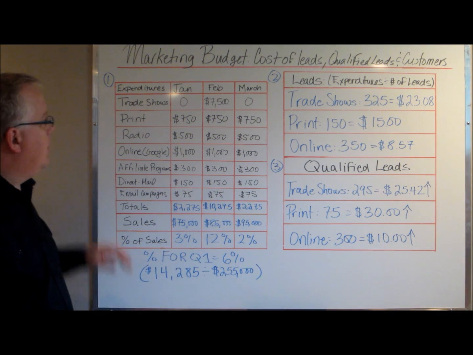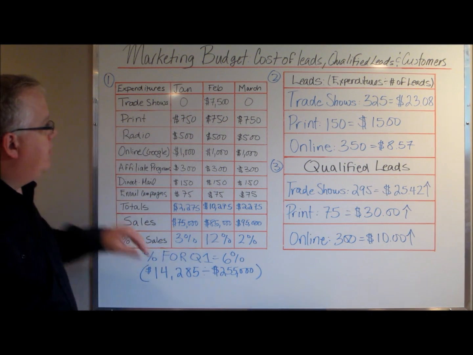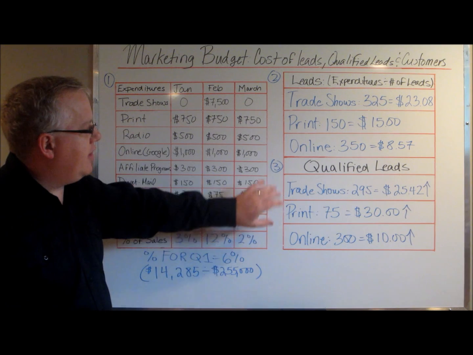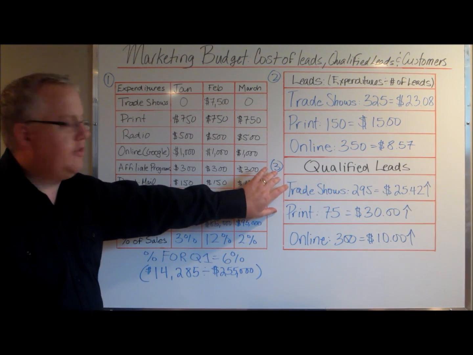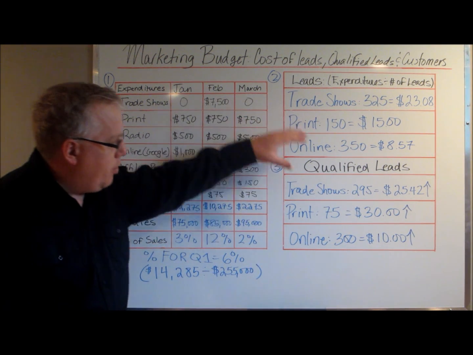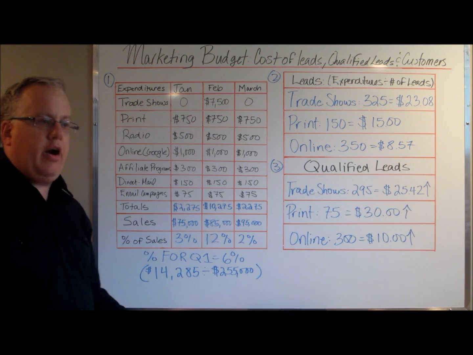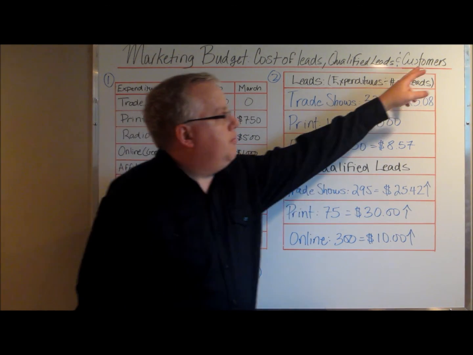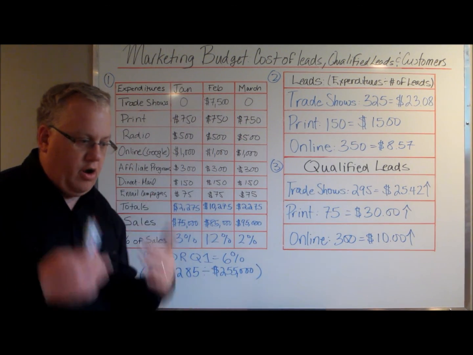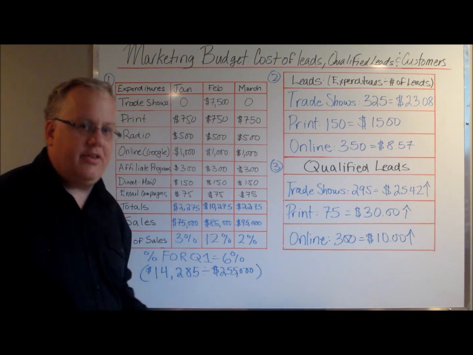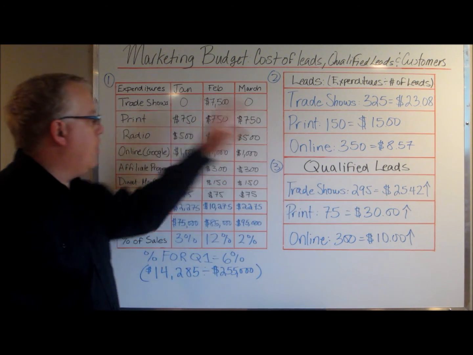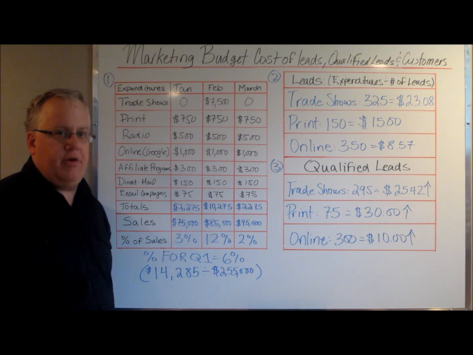But define your marketing expenditures, determine your cost of leads, then determine your cost of qualified leads. And when you get to the point where you're identifying the marketing strategy that produces the most customers, that lowers your cost of customer acquisition, that has the highest closing rates, then you can work it backwards and start making adjustments within your budget.